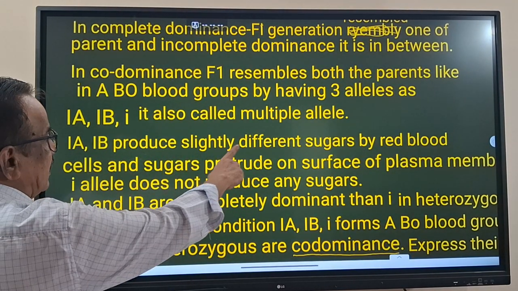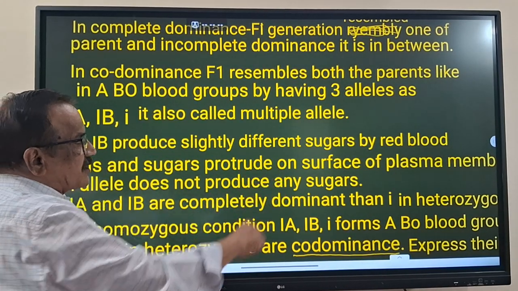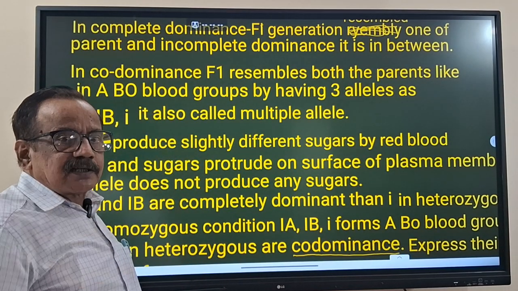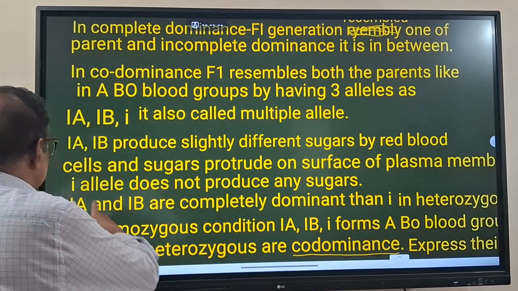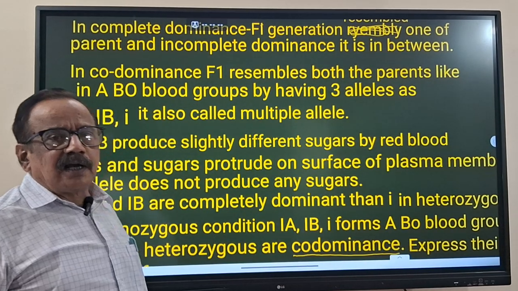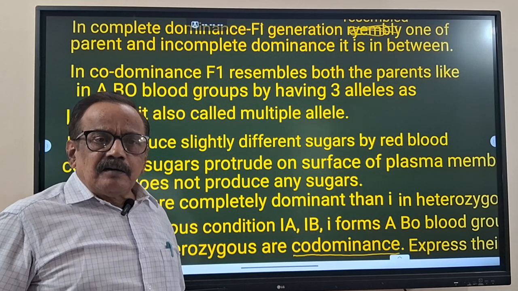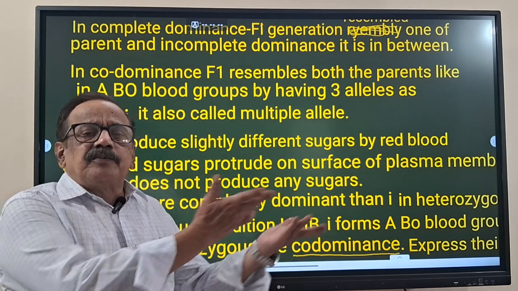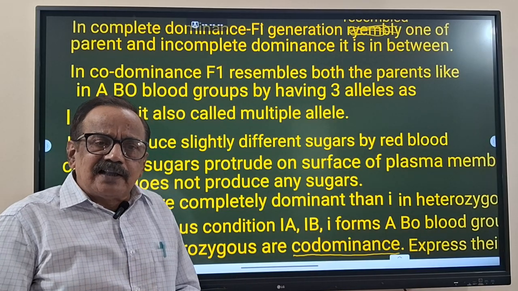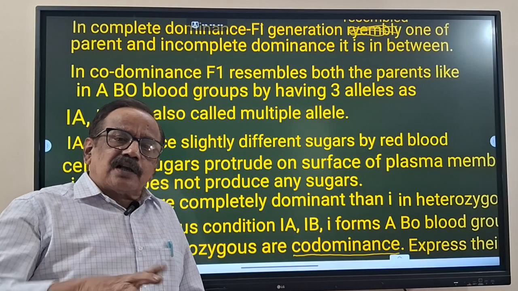So it produces slightly different sugars on the blood cells, and the sugars protrude on the surface of the plasma membrane. You see the plasma membrane structure in the 11th class. The i allele does not produce any sugar because it is non-functional, meaning either a non-functional enzyme will be produced by the gene, or no enzyme will be produced. Why is the enzyme required? To form the sugar.